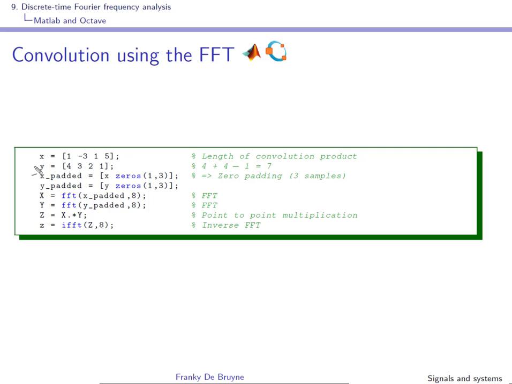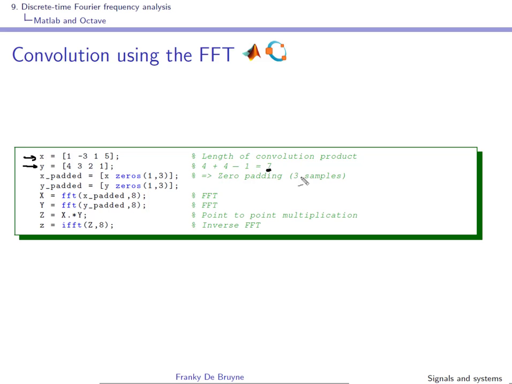And similarly here you have a signal y. And what we want to do is to take the convolution of these two sequences. We know that the convolution sum, sometimes called the product also, will have a length equal to the length of the support of x plus the length of the support of y, minus 1. So 4 plus 4 minus 1, so it will be 7.